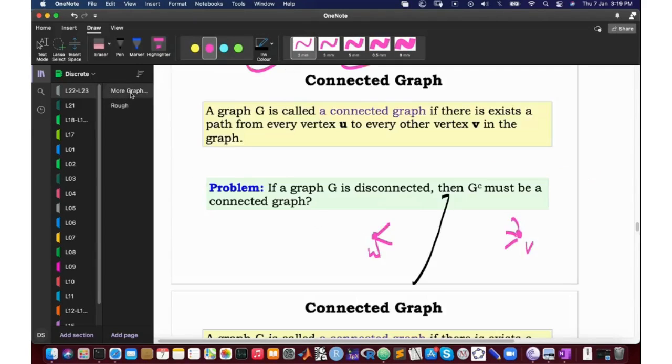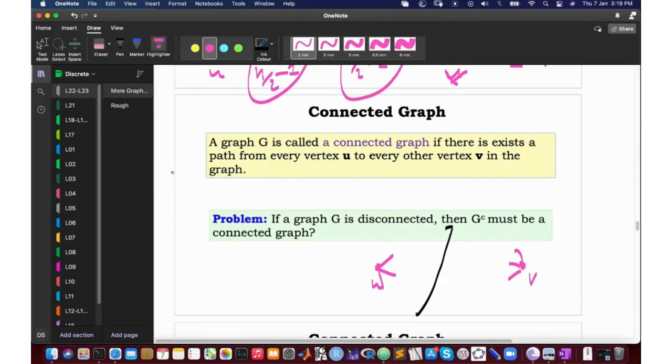Okay, so that's it. That's probably just insulting your intellect to assume that there is a confusion. This is, of course, a very easy question. If graph G is disconnected, then G complement is connected, by the argument that I just gave.